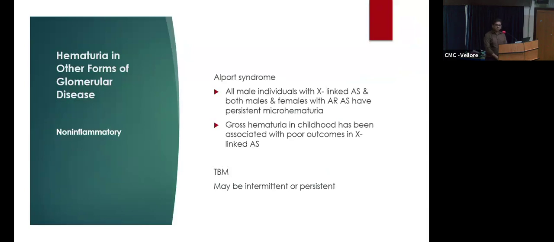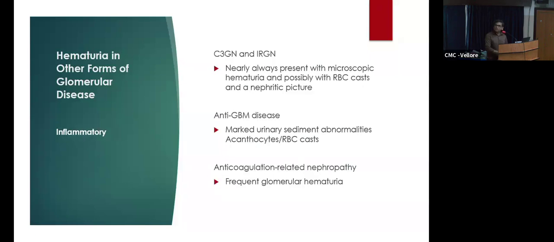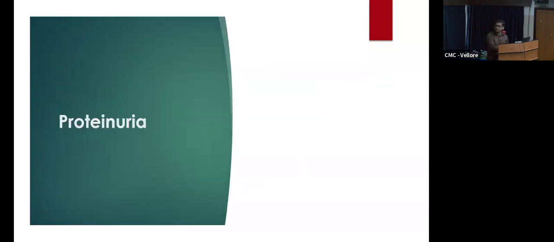So other forms of hematuria, that is the non-inflammatory, we can consider Alport syndrome. All males with X-linked will have hematuria, and females with autosomal recessive, males with autosomal recessive. Another we can find in thin basement membrane nephropathy. Inflammatory causes are C3GN and IRGN, anti-GBM disease, and anticoagulation-related nephropathy.